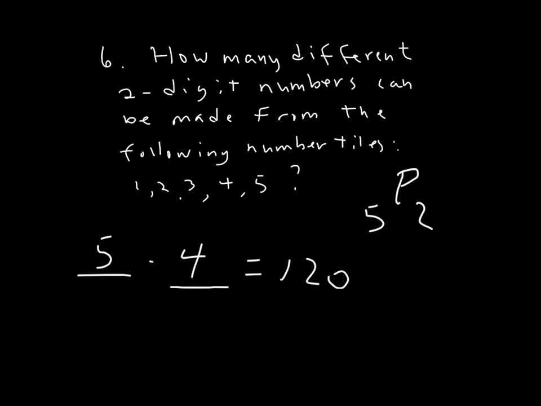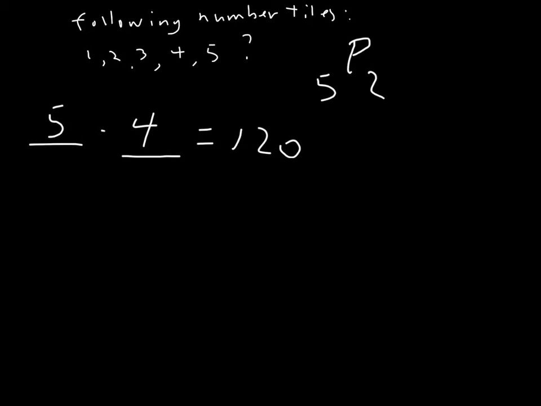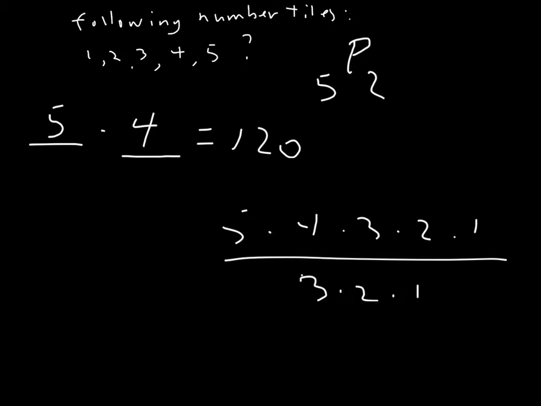Or if you follow the formula, it would be 5 times 4 times 3 times 2 times 1 divided by 5 minus 2, which is factorial 3 times 2 times 1. That cancels, and then you're going to get the 5 times 4, which is 20.